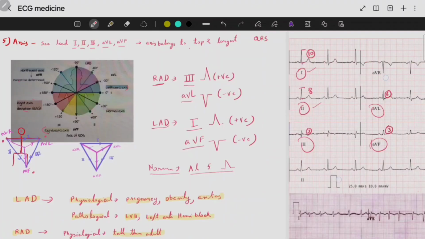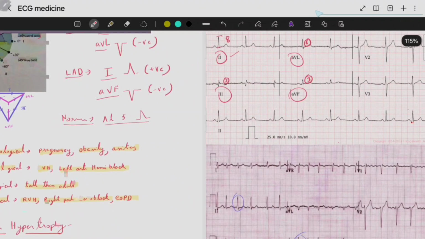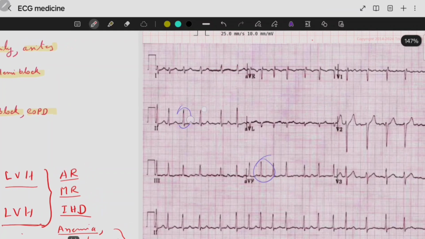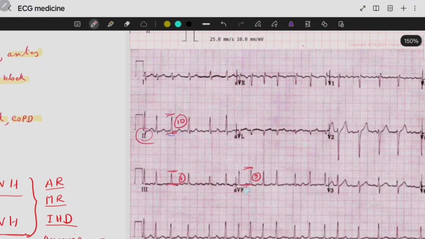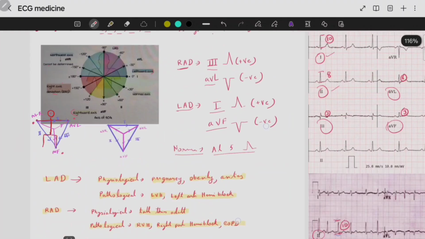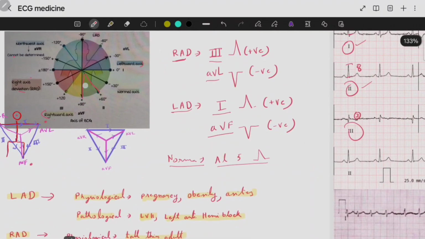Okay. Now see one more ECG. See this ECG. Here the highest is lead 2, which is 10, aVF is 9, lead 3 is 8 and the others are small, you all can see. So this belongs to lead 2 and aVF, means this area. So it is also a normal axis.